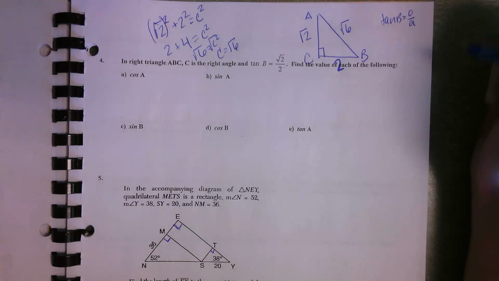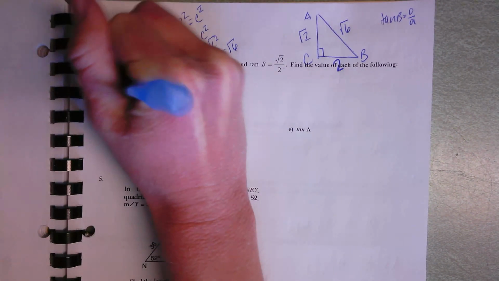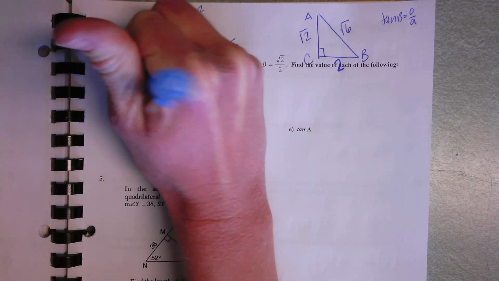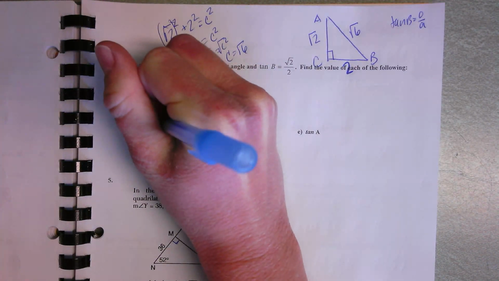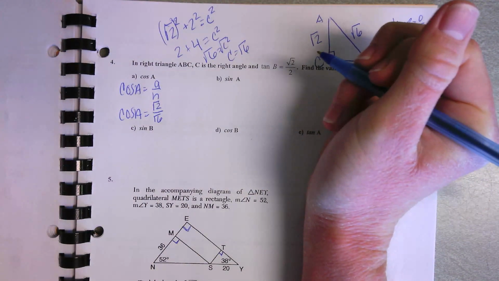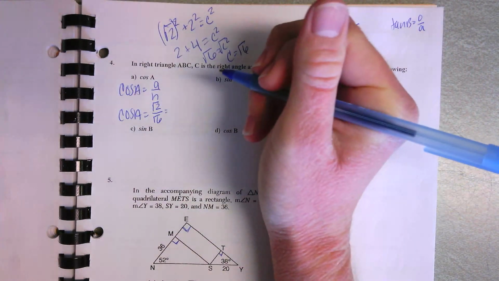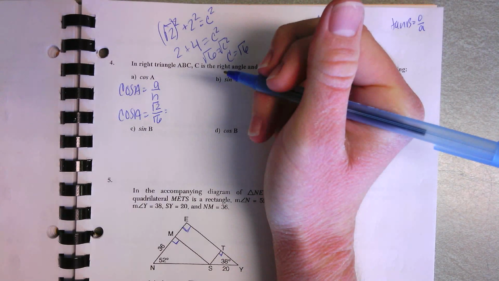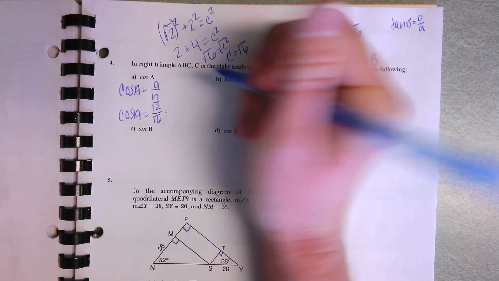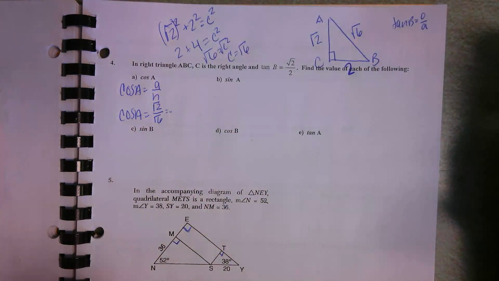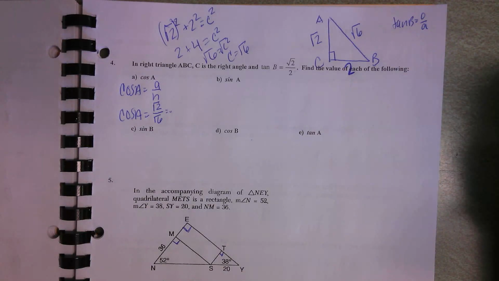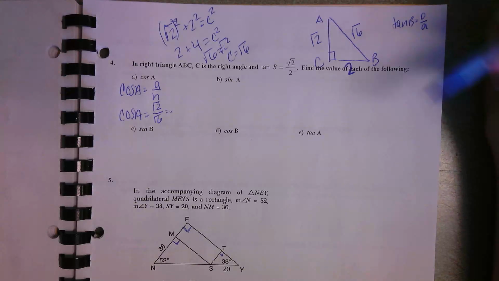All right, so let's look at the cosine of A. Cosine of A is adjacent over hypotenuse, so cosine of A is square root of 2 over square root of 6. Now these can be simplified a little bit, but we're just going to leave it. We're not going to complicate things. All right, let's look at 6.